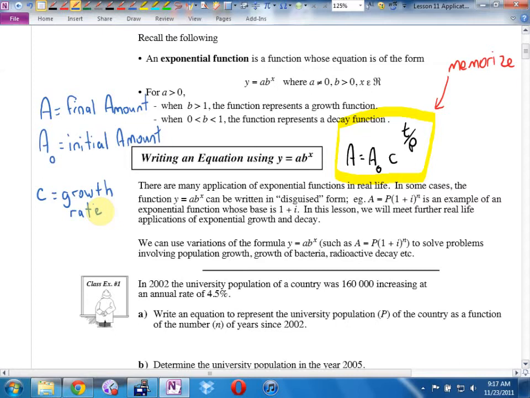T, physics people, what does lowercase t always stand for? Time. I'm going to add a word in front of it. Total time. And the lowercase p stands for the growth period.